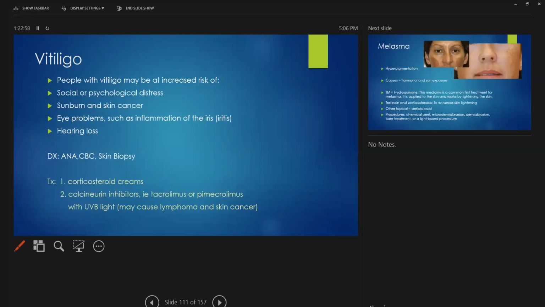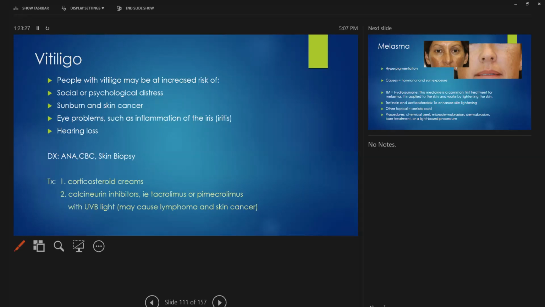So vitiligo, people at increased risk of social and psychological distress, so keep that in mind. They also can end up with skin cancer or sunburns in the area where they don't have the melanin. They can have eye problems such as inflammation caused by iritis and hearing loss. So to diagnose this, we want to do an ANA, a CBC, and a skin biopsy.